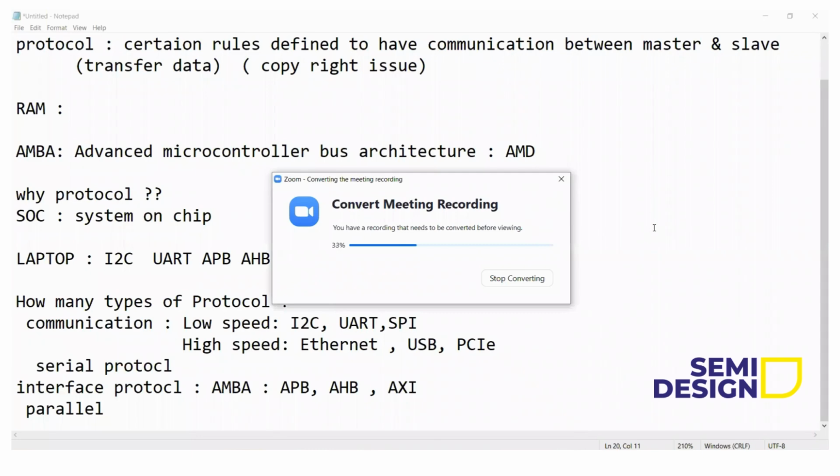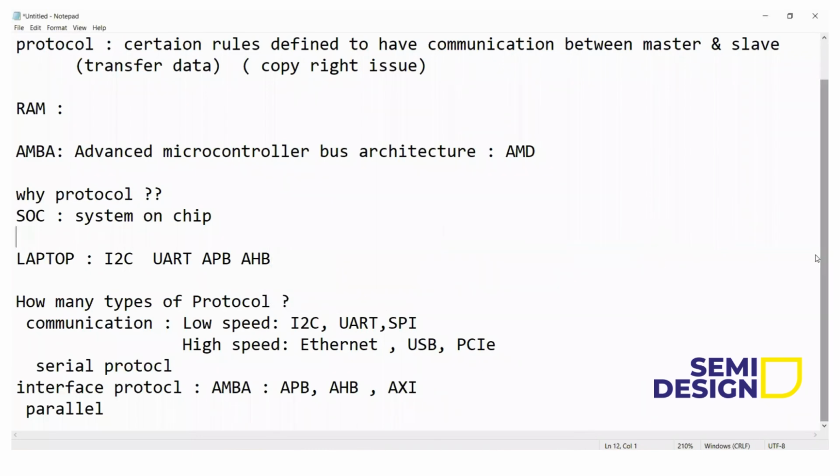Okay, so next is how many types of protocols are there. Two types: communication protocol and interface protocol. The communication protocol is also known as serial protocol. Serial protocol means data is transferred serially, bit by bit. Here your speed will be less, and the area requirement is also less. In serial protocol, your speed is less compared to interface protocol, but your area is more.